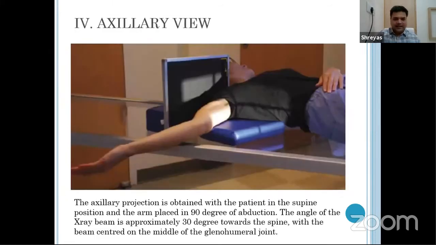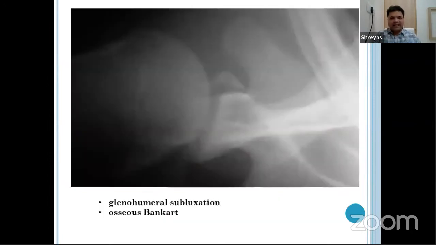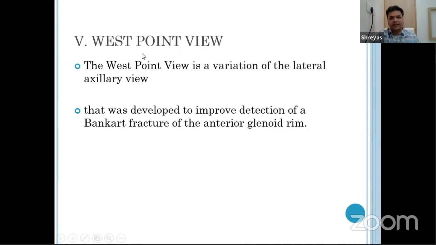Then fourth is the axillary view. This view is obtained with the patient lying supine on the table and the arm abducted at 90 degrees, and the X-ray beam is focused on the glenohumeral joint and angled 30 degrees medially. This is an excellent method to check for glenohumeral subluxation and osseous Bankart lesion. In this X-ray, we can see that the humerus is anteriorly subluxated and an osseous Bankart lesion is also present.